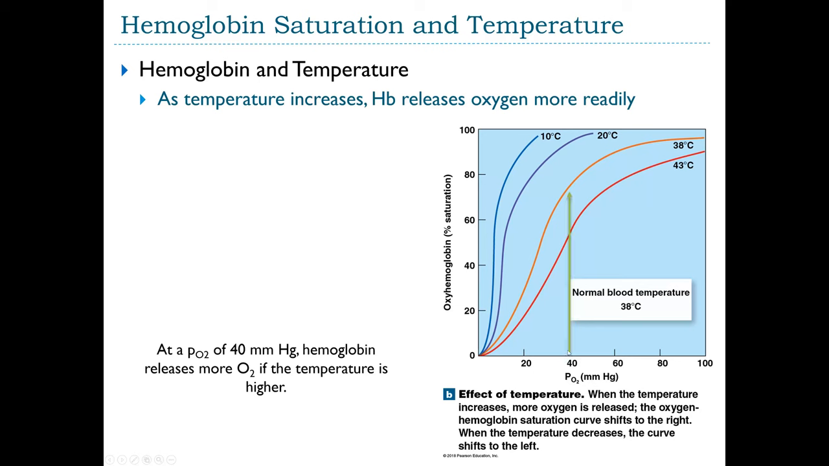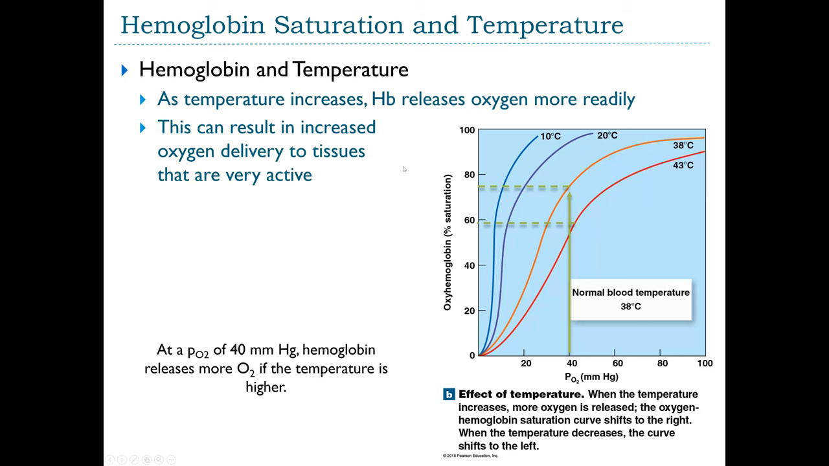And so you'll notice that if we look at the two lines, the normal temperature versus an elevated temperature, you can see that the hemoglobin is releasing more oxygen if the temperature is higher. So at normal temperature, again, the hemoglobin is about 75% saturated, but if the temperature rises to 43 degrees Celsius, then at that same partial pressure of oxygen, now the hemoglobin is going down to close to only 50% saturation, which means it is letting go of more oxygen. So it's delivering more oxygen to the tissues.